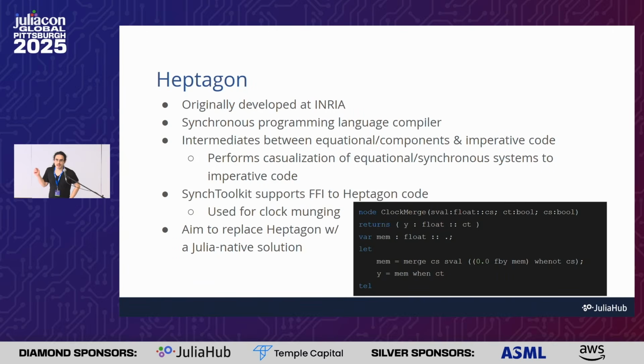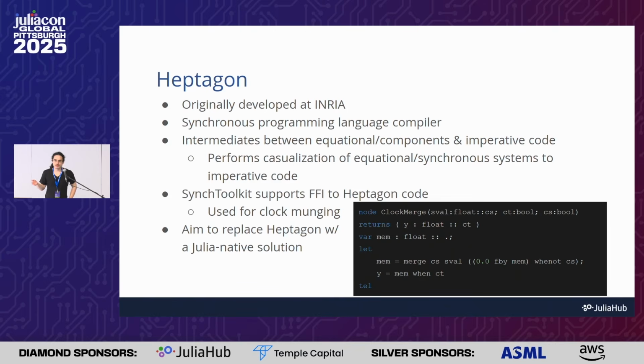So to talk about Heptagon a little bit, Heptagon is a compiler for synchronous programming languages originally developed at INRIA. What it does is take these equations on clocks that we're producing and turn them into imperative code by causalizing it. It does a bunch of other checks, but we statically guarantee that you won't actually run into these problems, at least if I did my job right.